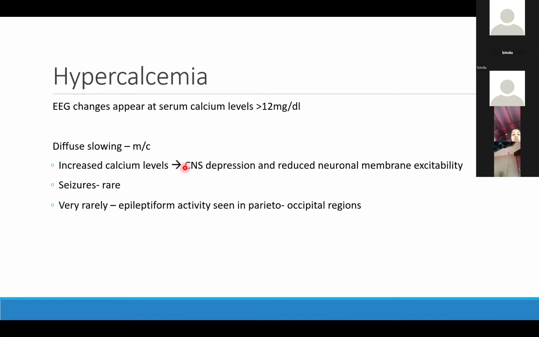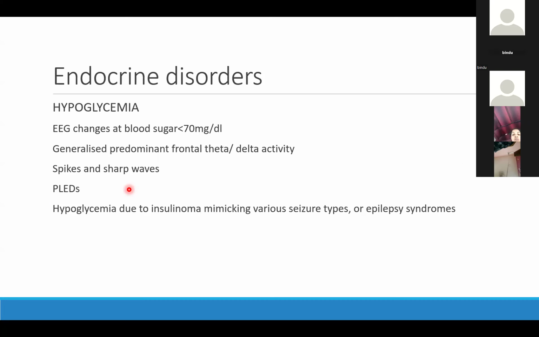Hypercalcemia actually causes CNS depression and reduced neuronal membrane excitability. So seizures are rare in hypercalcemia, and very rarely occipital, parieto-occipital regions can show some epileptiform activities, and EEG changes appear only when serum calcium levels are more than 12 milligram per deciliter.